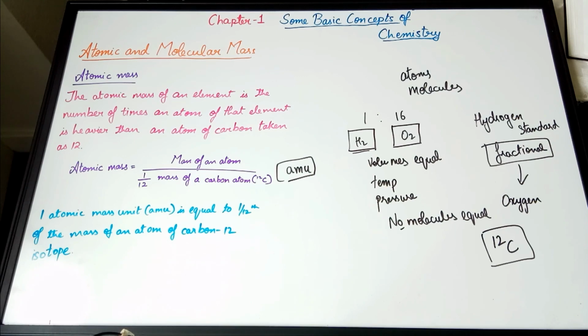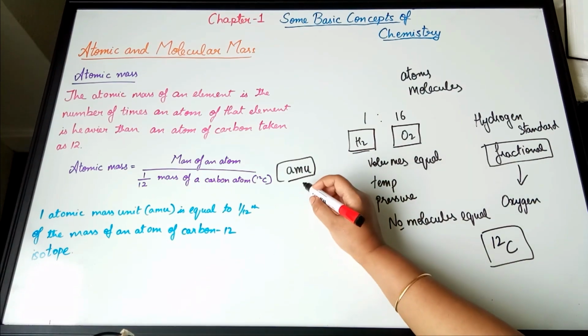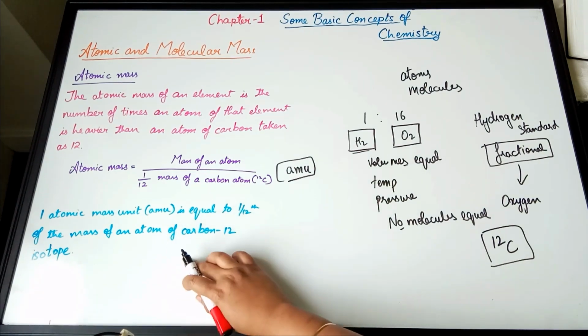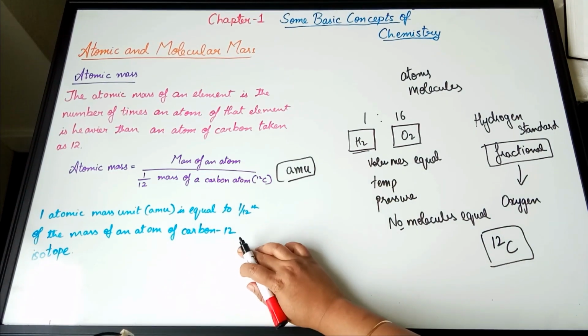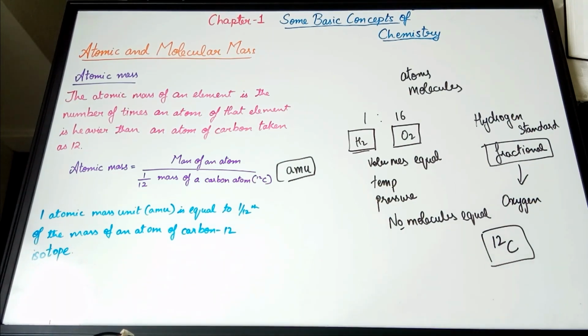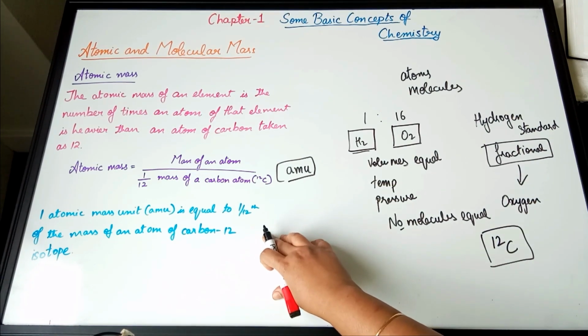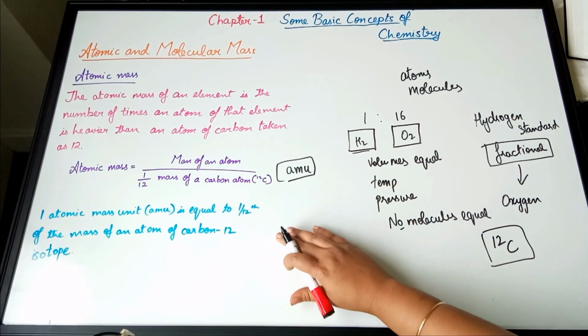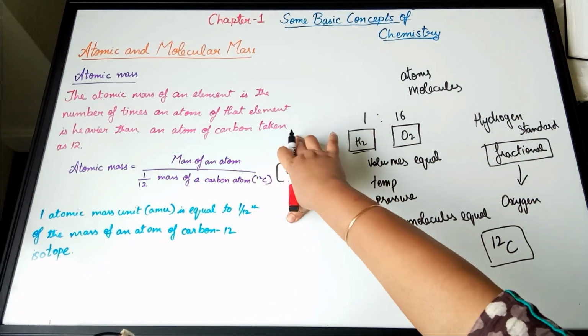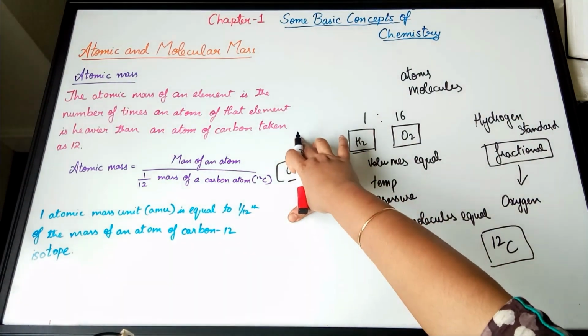After that, you need to understand what this AMU means. It's basically one atomic mass unit, and it is equal to 1/12 of the mass of an atom of carbon-12 isotope. So these are the two main definitions we will be learning about in atomic mass.